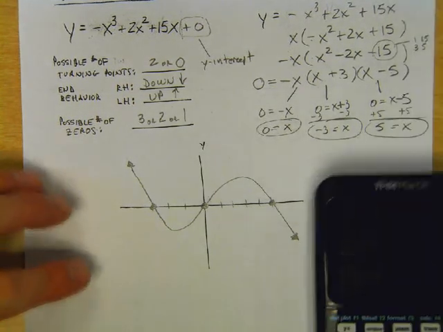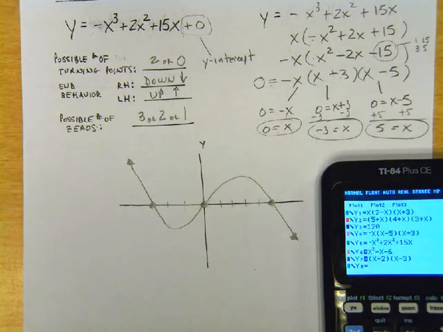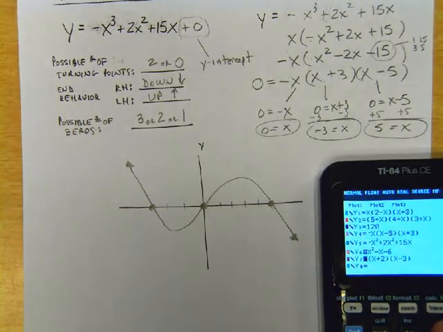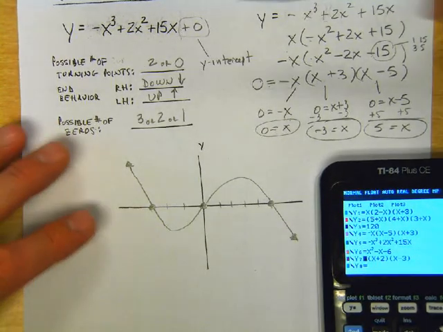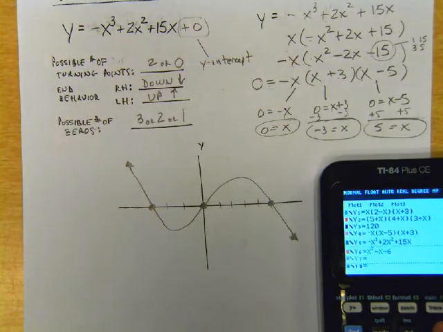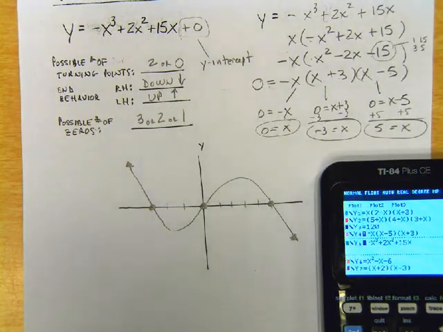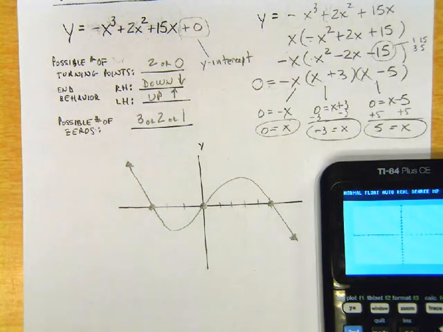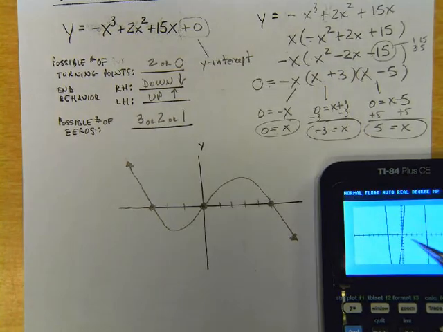So now you can verify that with your calculator. And you can put in either the standard form or the factored form, or you could put both of them in to confirm that you did the factoring correctly. And that looks like what we sketched on our paper. Very good.